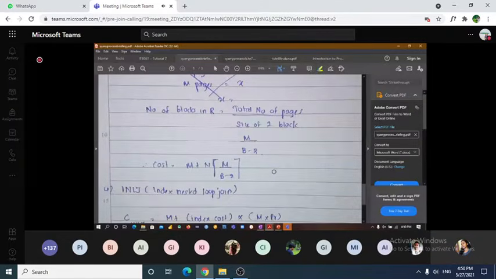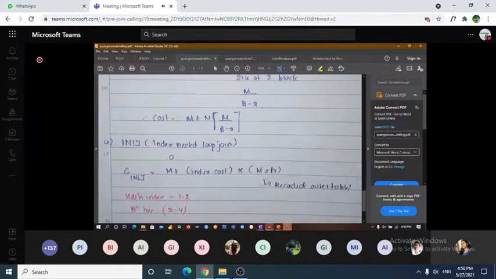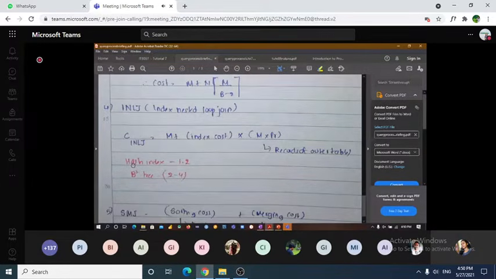In index nested loop join, what happens is you're using an index. So you have to pay attention whether it's a hash index or a B plus tree index. And also when doing the question, I will explain, you have to also pay attention to the alternatives. Alternative 1, alternative 2 or alternative 3. That also you have to pay attention to. That of course I'll explain with the question itself.